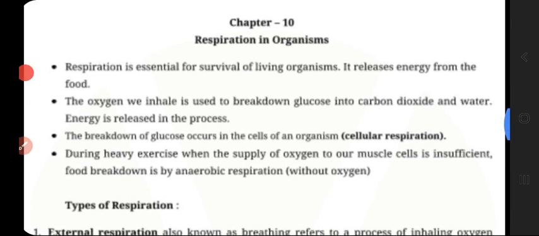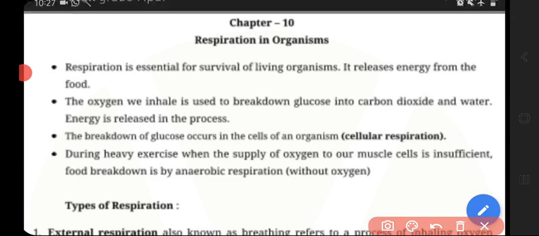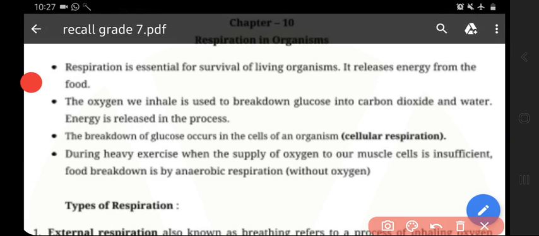Next chapter, it is chapter 10, respiration in organisms. Respiration is essential for the survival of living organisms. It releases the energy from the food. So the respiration process is very important for all living organisms, and it releases energy from the food.